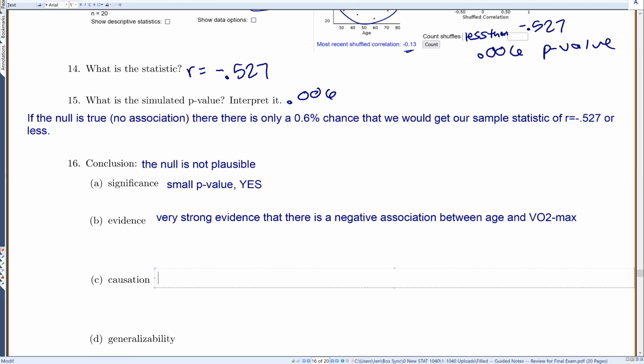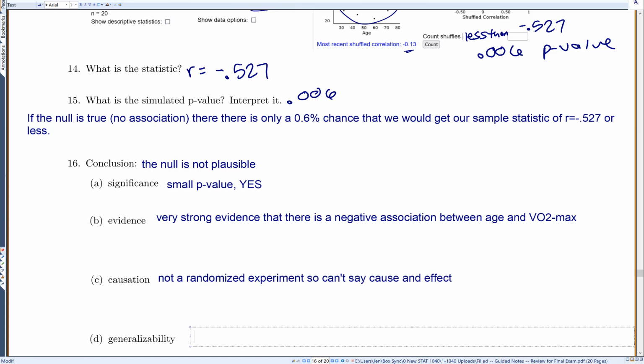What about cause and effect? So it's not a randomized experiment, so we can't say cause and effect. What about generalizability? Did it say it was a random sample? If you look back up, it did not say it was a random sample. So we can only generalize to men similar to those in the study.